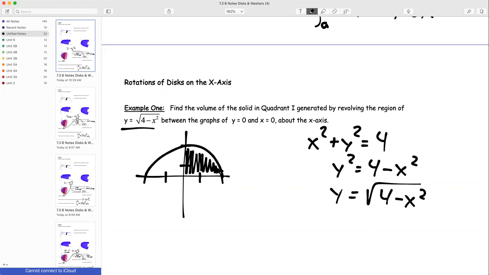All right. And so they asked me to find the volume. So volume equals pi times the integral. And I need x bounds. My bounds are from 0 to 2. I know that because the radius, there's two ways, okay? The radius of my circle is 2.